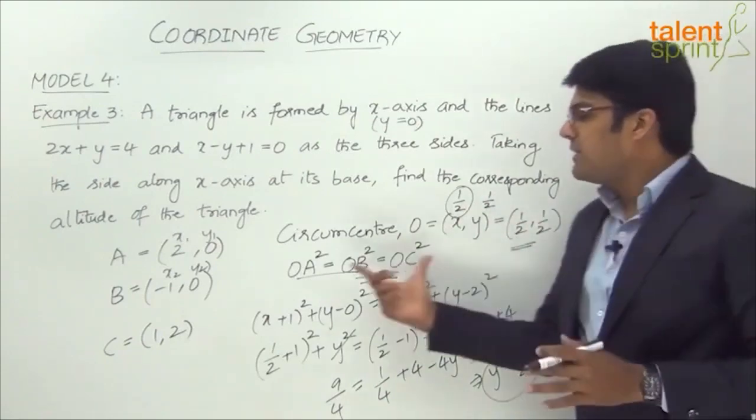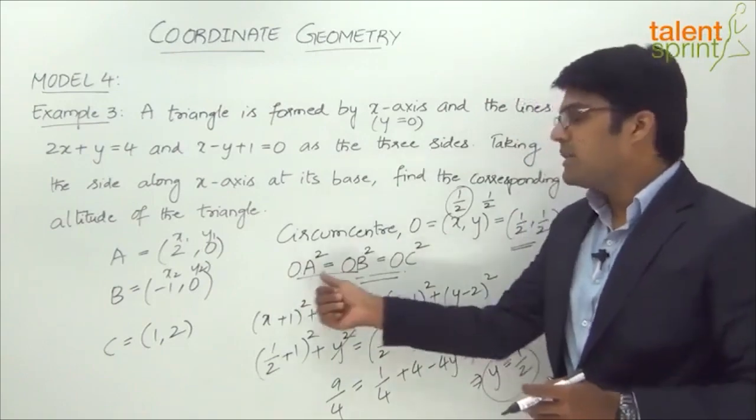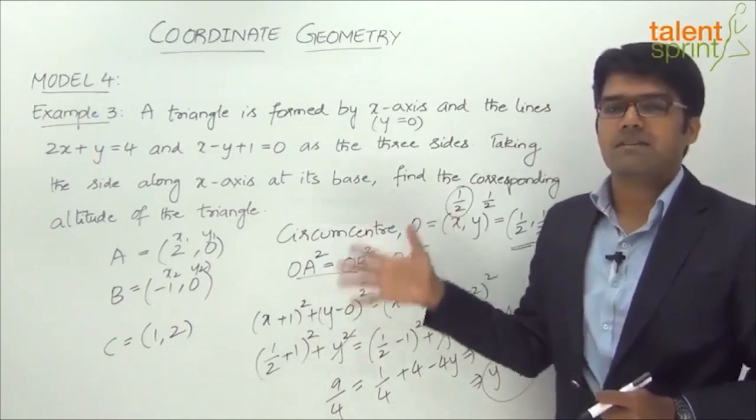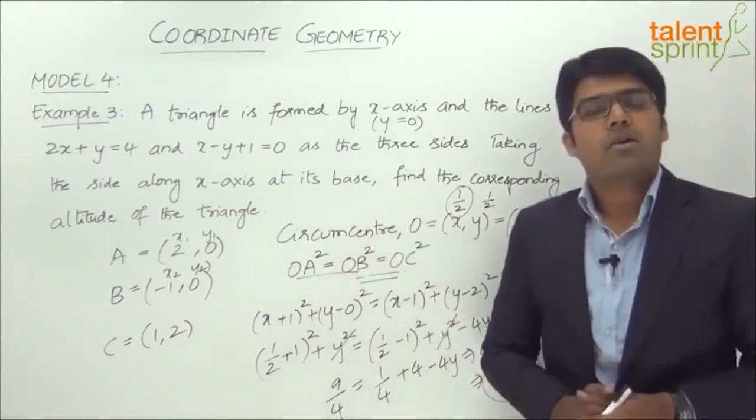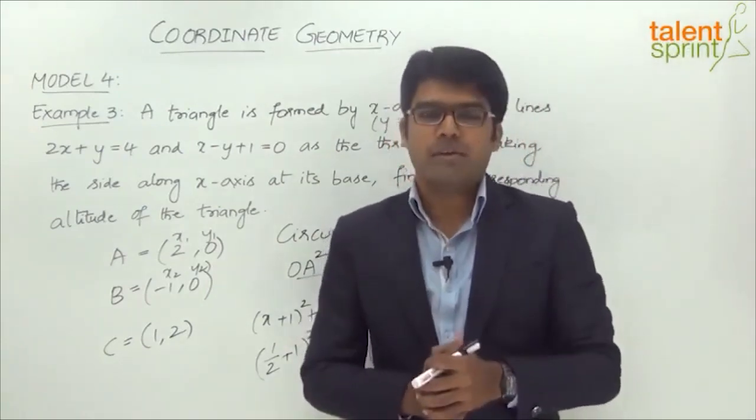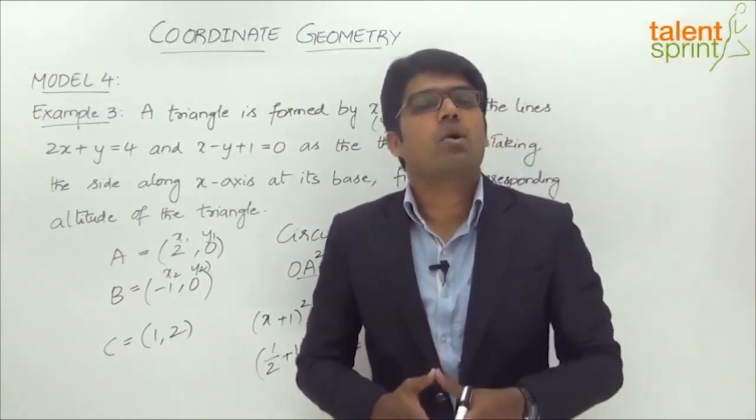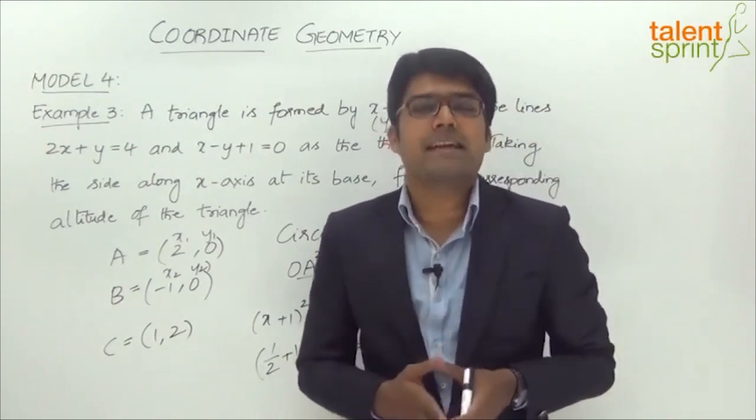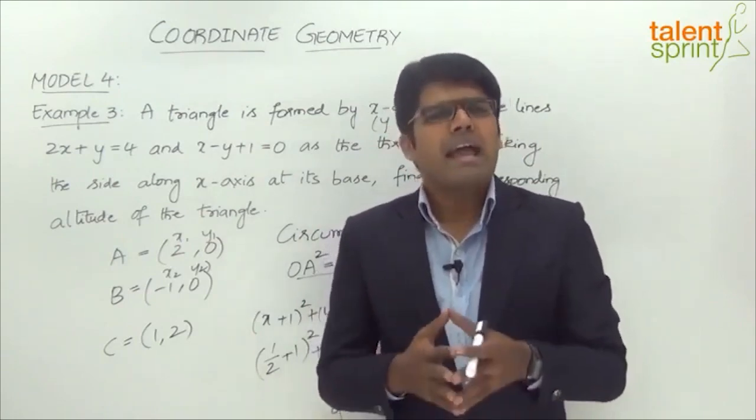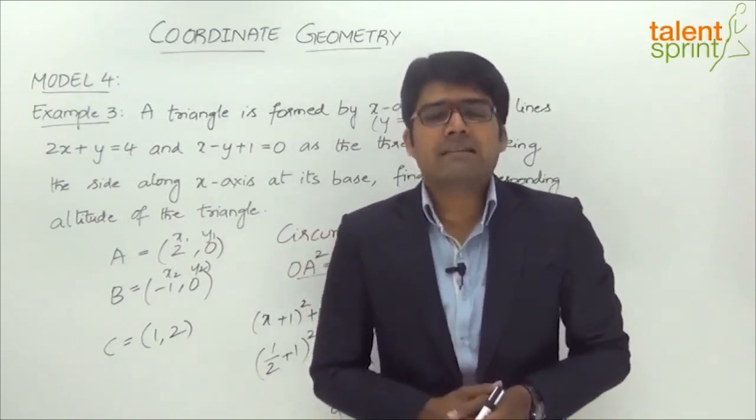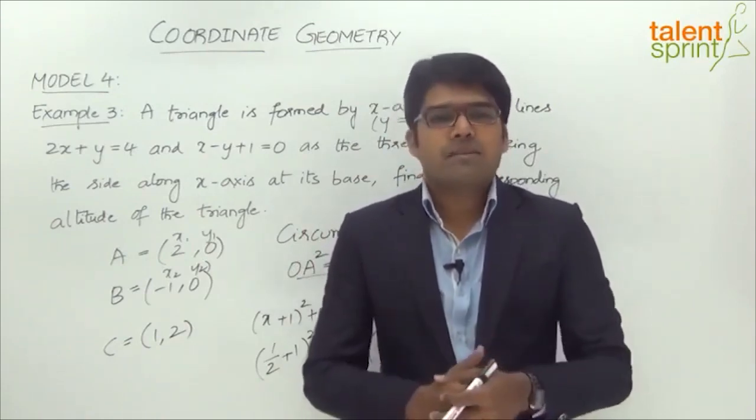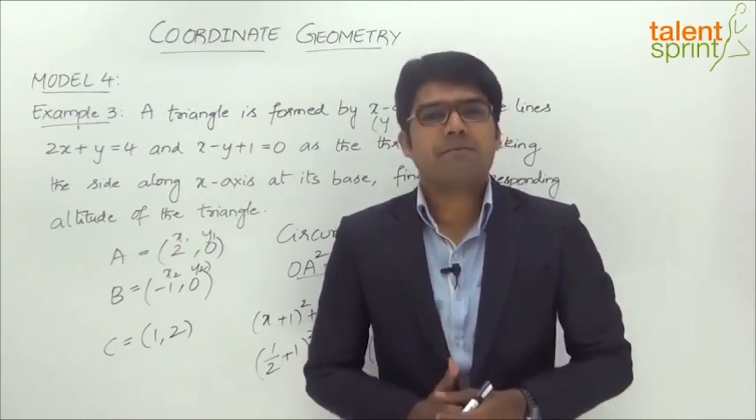So this is how, simply by using the identity OA squared equals OB squared equals OC squared, where O is the circumcenter and A, B, C are the 3 vertices of the triangle, we can find out the coordinates of the circumcenter. So with this question, we come to the end of this topic of coordinate geometry. Just make sure that you remember all the different forms of equations of a straight line, the formula for finding the distance between 2 points, the section formula, and the formulas related to the area of a triangle and finding its circumcenter, incenter, and centroid, so that we can answer the questions in the exam without any difficulty.